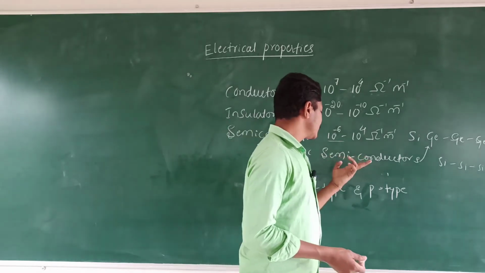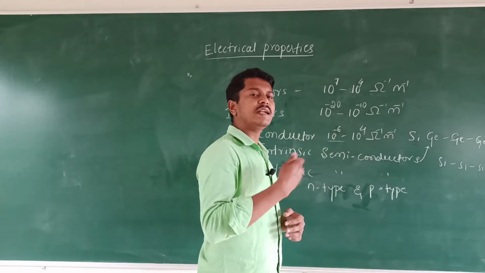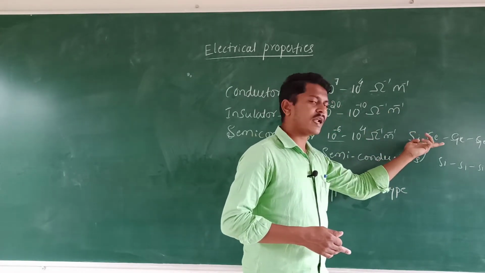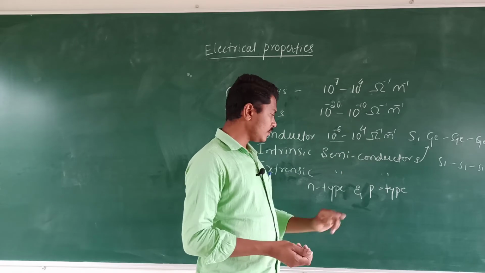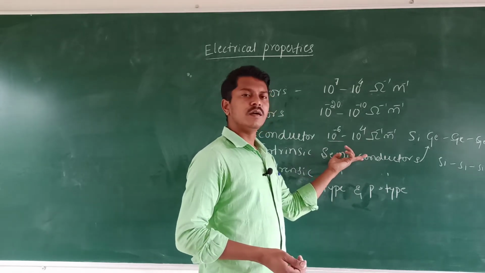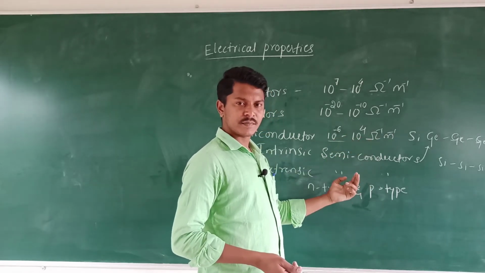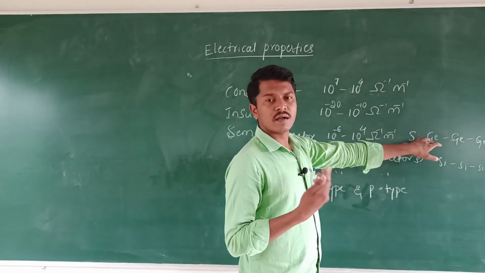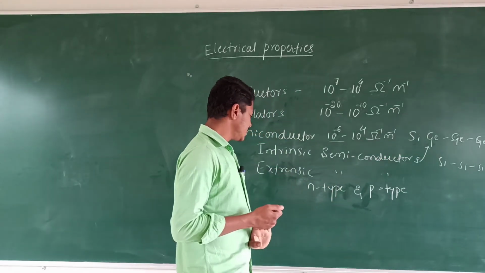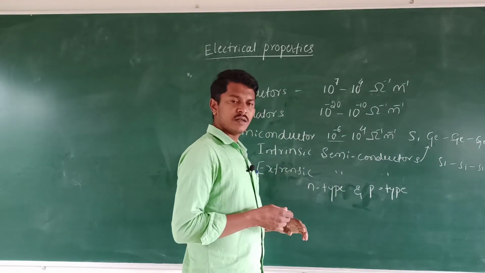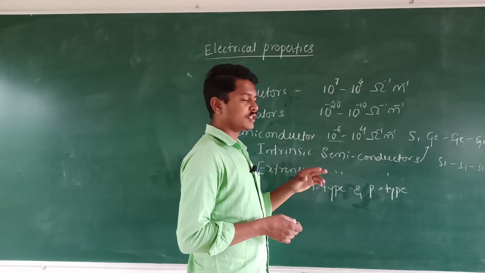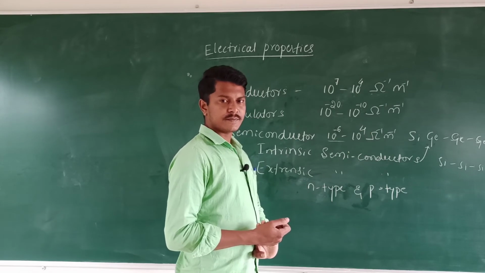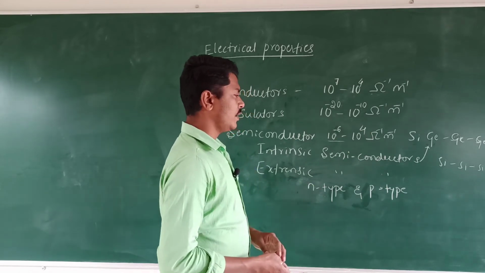What happens in intrinsic semiconductors is that at high temperature they act as a conductor, and at low or room temperature they act as an insulator. But in the case of extrinsic semiconductors, at room temperature or high temperature, they act as conductors. Got it? Okay, N-type and P-type.